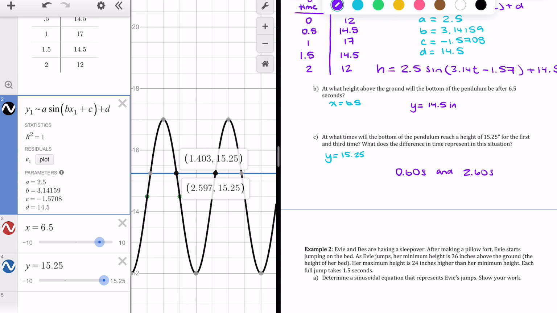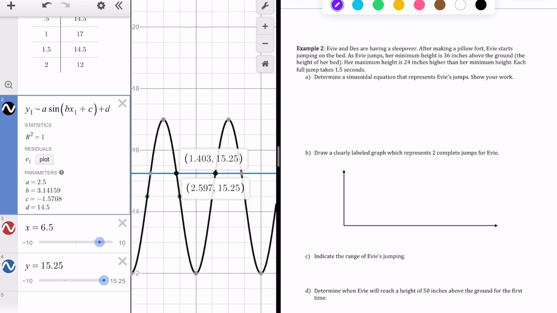Okay, that is it. All right, and our next example, we've got Evie and Des jumping on a bed. They're having a sleepover. Evie starts jumping on the bed. Her minimum height is 36 inches above the ground because that's the height of the bed. Her maximum height is 24 inches higher than her minimum height. Yeah, you've heard that right. Evie has a vertical of 2 feet. That's insane. But each full jump takes 1.5 seconds.